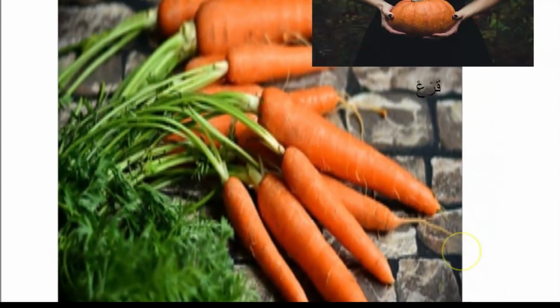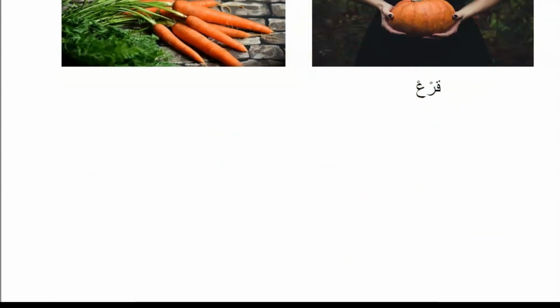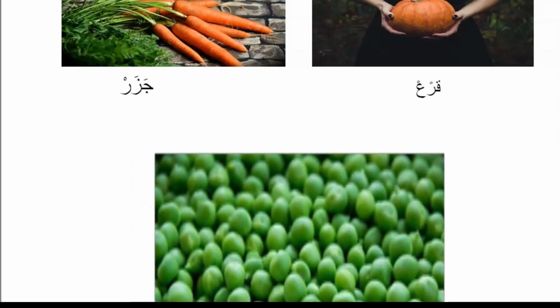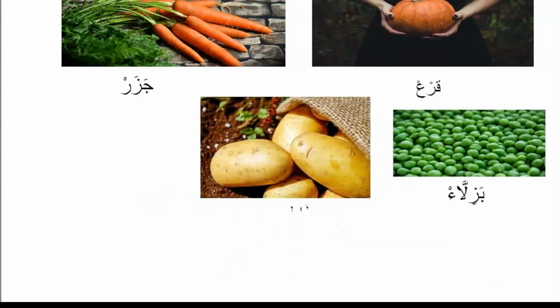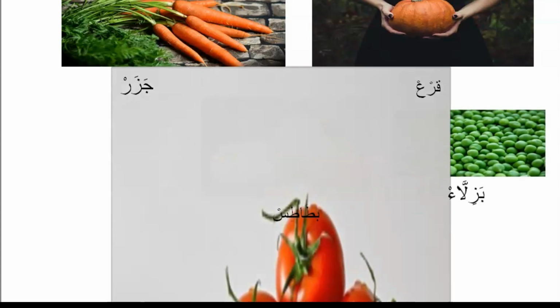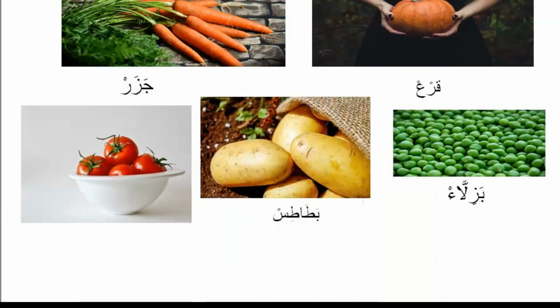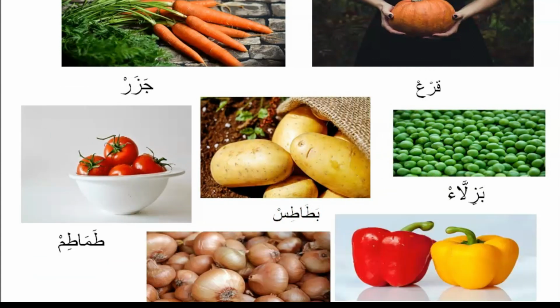ما هذا؟ هذا قرع. هذا we say here هذا not هذه. هذا جزر. هذه بازلاء. Here we say هذه. بازلاء is feminine. بطاطس. هذه بطاطس. هذه طماطم. هذا فلفل وهذا بصل.